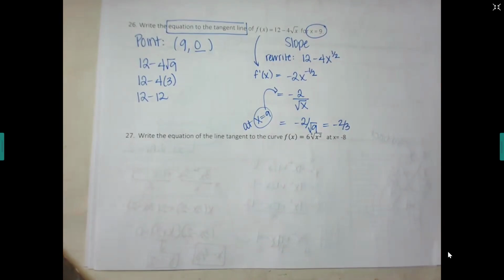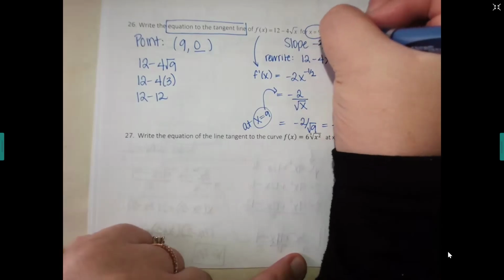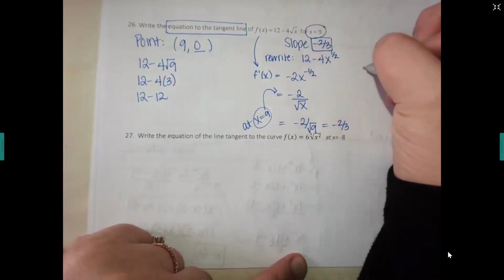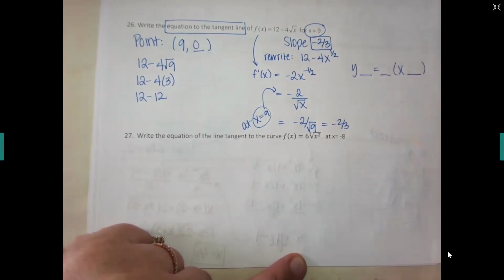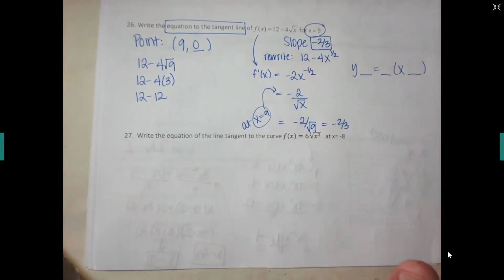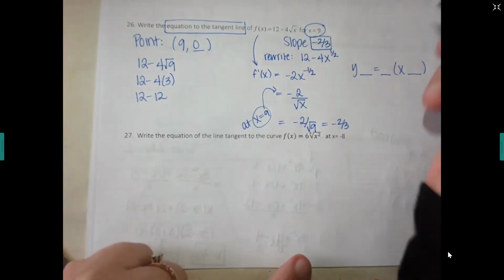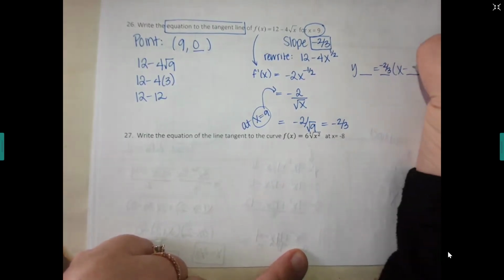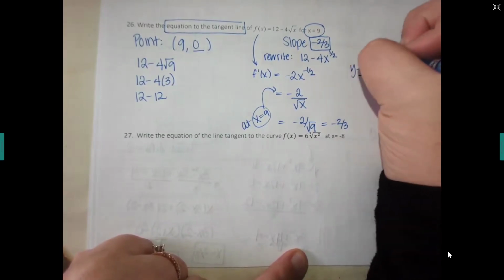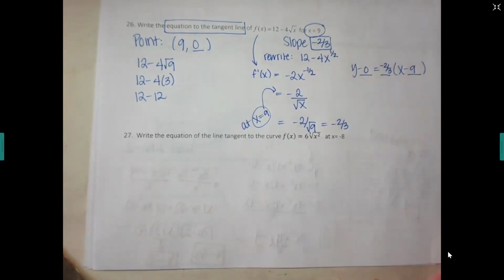Now that I have my point and my slope, all I have to do is write my equation. So remember, it's y blank equals blank x blank. The x and y's go in opposite signs, slope goes in true sign. So negative 2/3 is going to go here. Minus 9 will go here. Minus 0 will go here. We have to put. You do not.